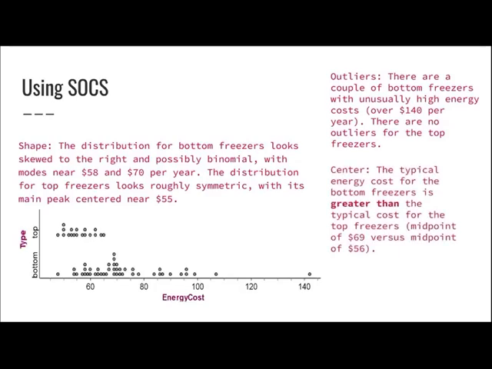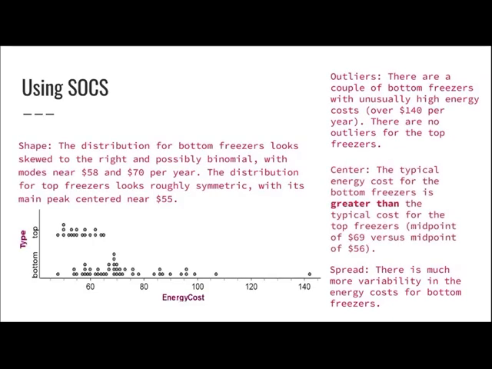Center. The typical energy cost for the bottom freezers is greater than the typical cost for the top freezers. Notice the midpoint of 69 versus the midpoint of 56. Lastly, we have spread. There's much more variability in the energy cost for the bottom freezers.